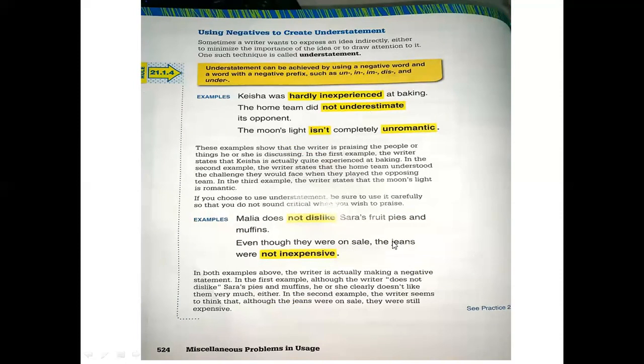For example, "Keisha was hardly inexperienced at baking." "The home team did not underestimate its opponent." "The moon's light is not completely unromantic." These examples show that the writer is praising the people or things he or she is discussing. In the first example, the writer states that Keisha is actually quite experienced at baking. In the second example, the writer states that the home team understood the challenge they would face when they played the opposing team. And in the third example, the writer states that the moon's light is romantic, because saying it was not completely unromantic means it was romantic. So here is understatement.